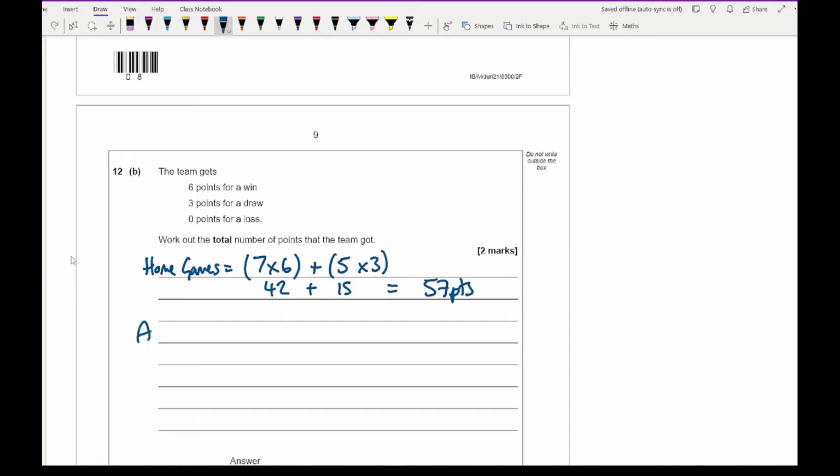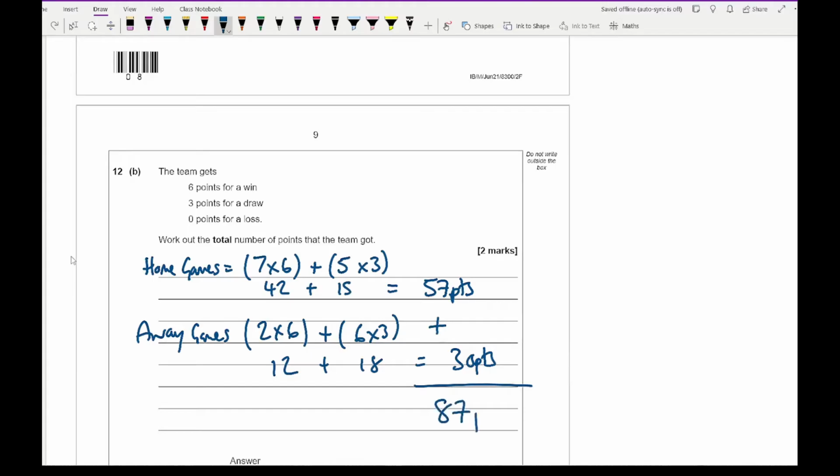And if we look at the away games, they won 2 games and drew 6. So that's going to be 12 plus 18, which gives me an answer of 30 points. Then all we need to do is add those two numbers up and we get 87 points.